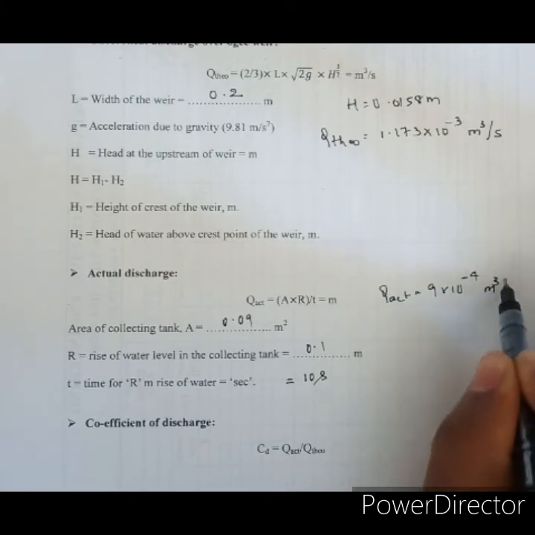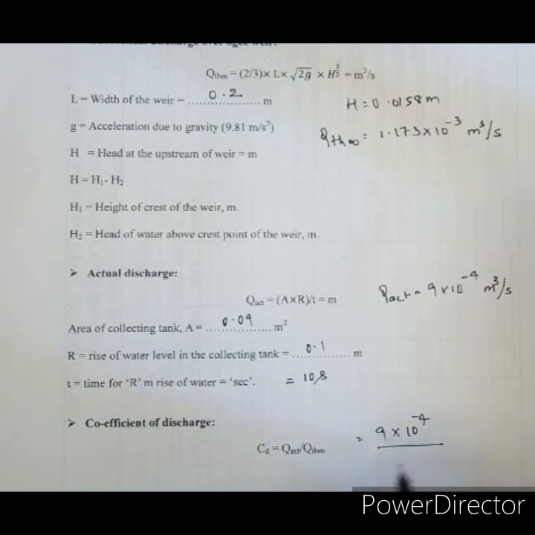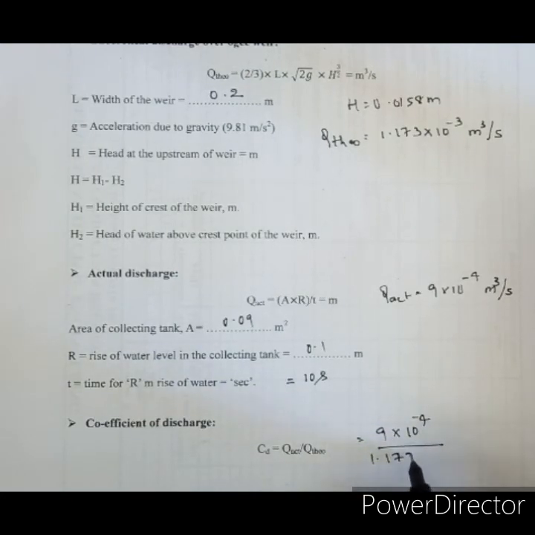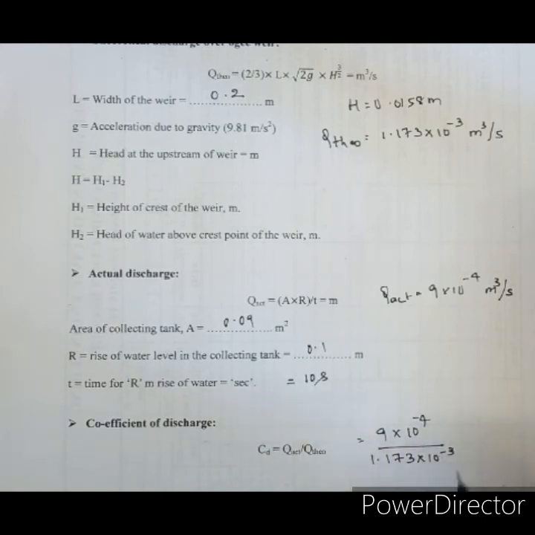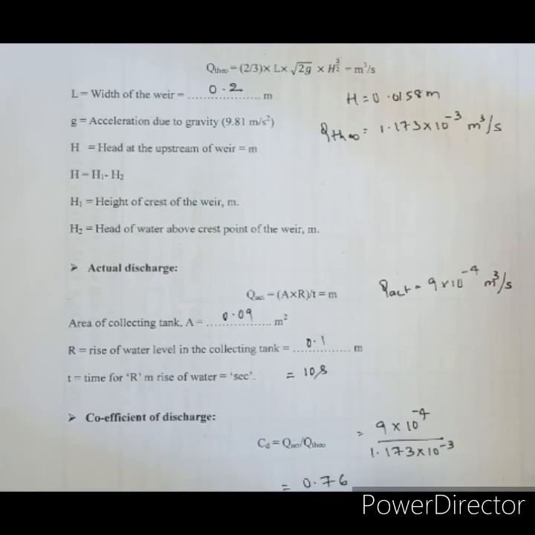meter cube per second. The coefficient of discharge is given by the formula CD is equal to Q actual by Q theoretical, where Q actual is equal to 9 into 10 power minus 4 meter cube per second and Q theoretical is 1.173 into 10 power minus 3 meter cube per second. If we substitute, the CD value will be 0.76. Conduct different trials with respect to varying discharge conditions and calculate the average coefficient of discharge.